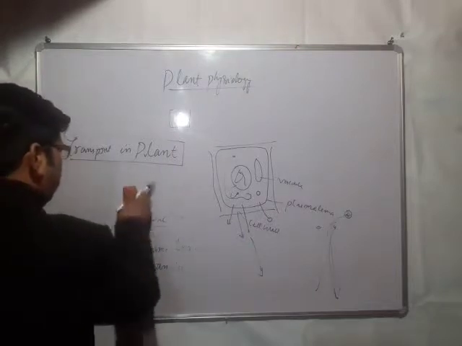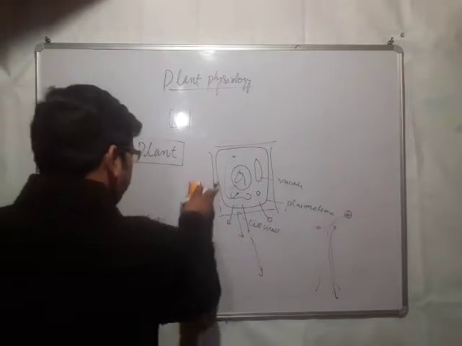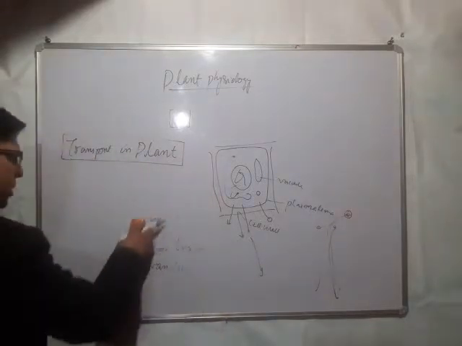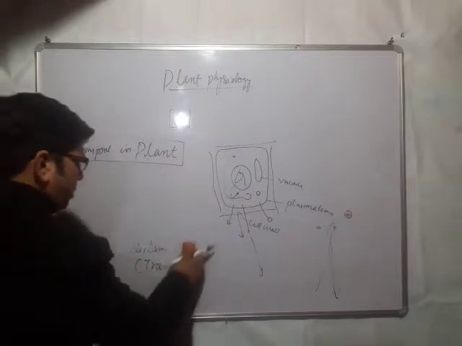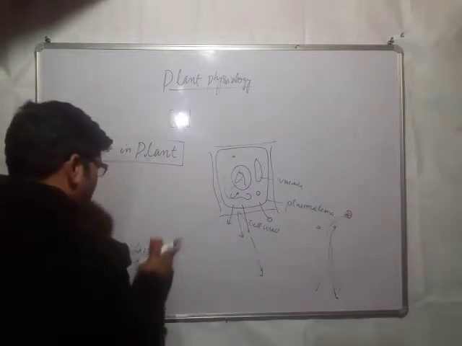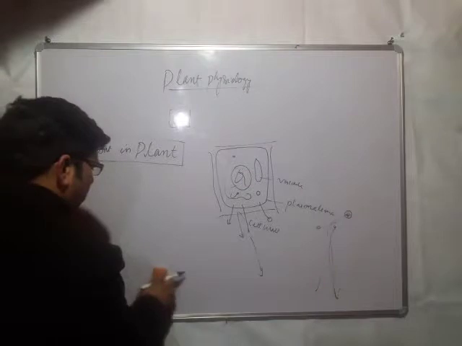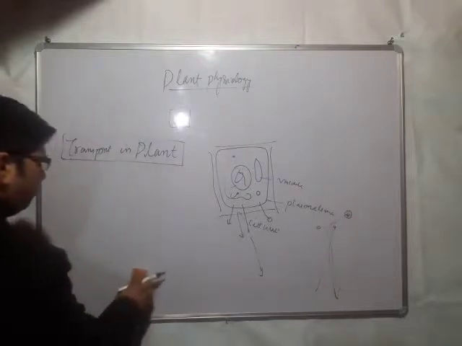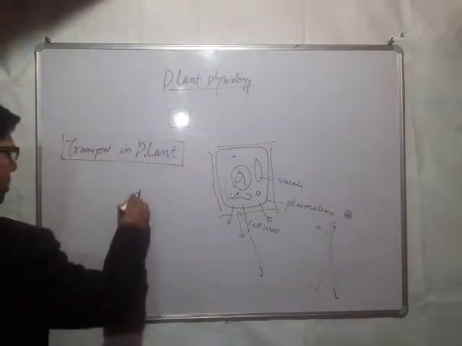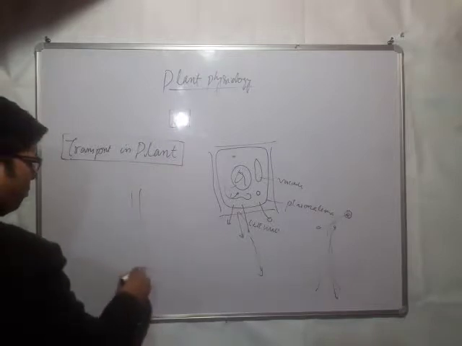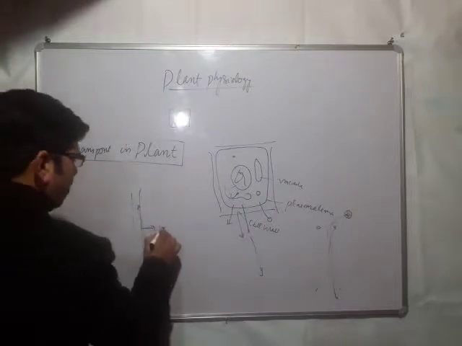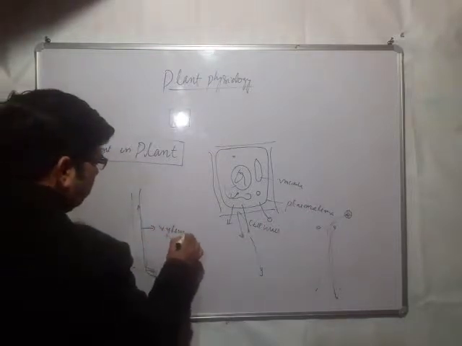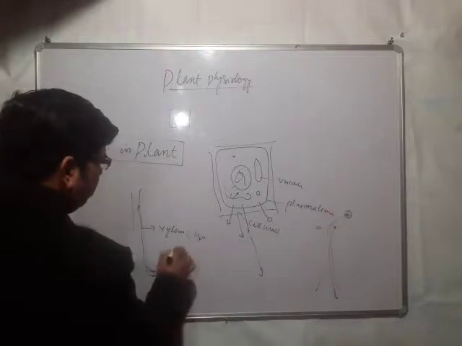But the transport of solutes, which is called translocation, from leaves to different parts through phloem, is bidirectional transport. So based on direction, we have two kinds of transport. For example, this is a plant. Now water moves from the root to different parts. So through xylem, water moves.